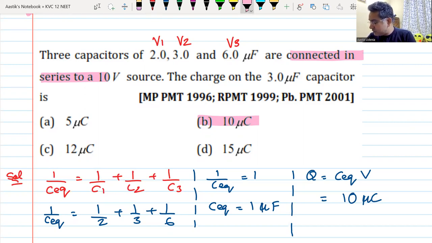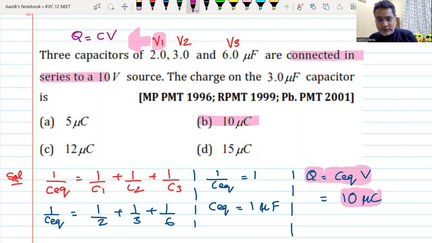So, I know the charge on each of the capacitors is the same. It is 10 microcoulomb. So, for this capacitor, I can just use the equation Q is equal to CV. I know Q is 10 microcoulomb, C is 2 microfarad. So from there, I can get the voltage as 5 volts. 10 divided by 2 is 5. So the answer for this one is 5.